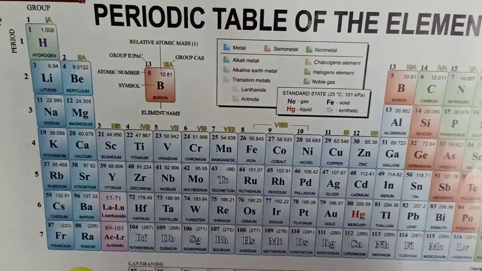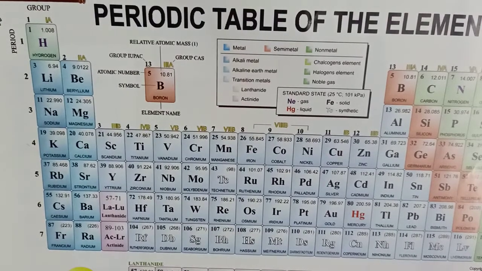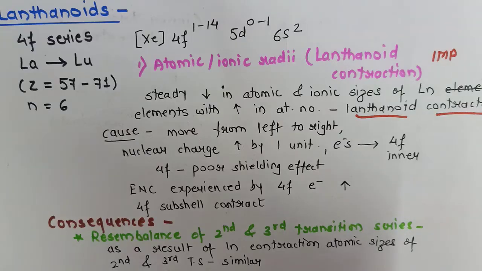I will show you the example. As you can see in the periodic table, this is the second transition series and this is the third transition series. Especially zirconium and hafnium, they will have similar sizes, as hafnium is placed just after lanthanoid elements. Lanthanoid elements have their own contraction called lanthanoid contraction. Therefore, hafnium will also become small in size, and as a consequence, zirconium and hafnium will show similar sizes, which is one of your important give reason questions.